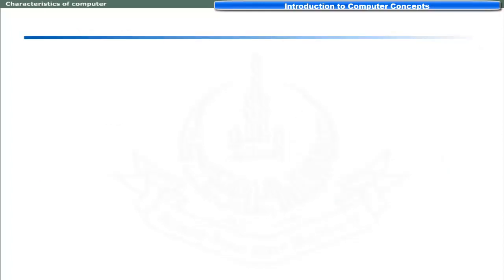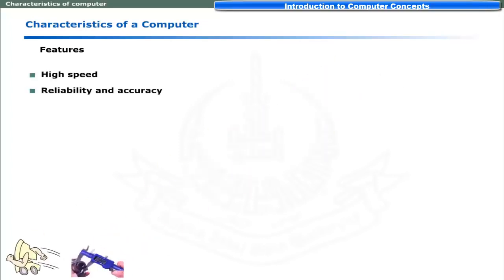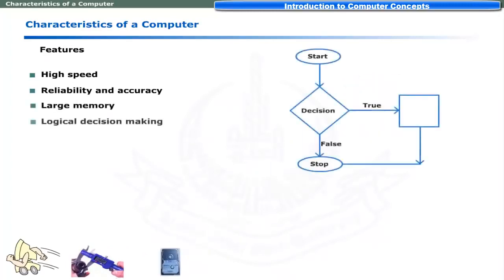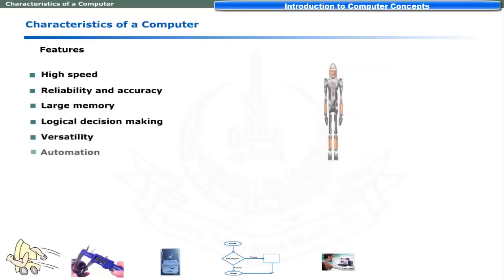Now we will discuss some characteristics of computers. Some features of computers are high speed, reliability, accuracy, large memory, logical decision-making, versatility, automation, and diligence.